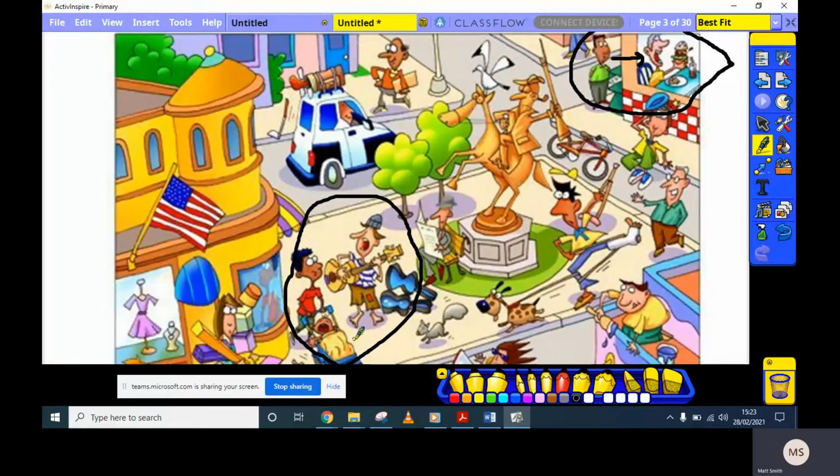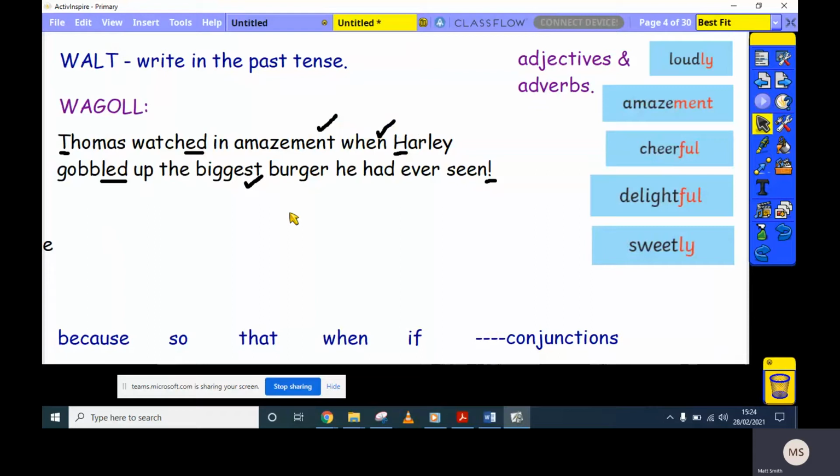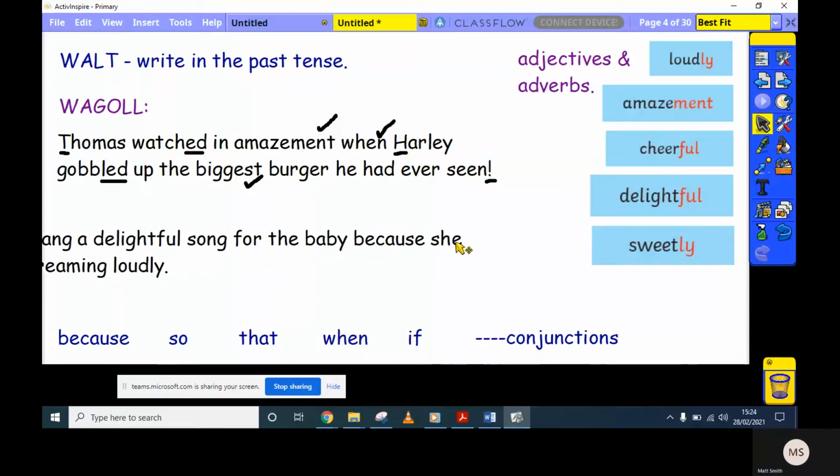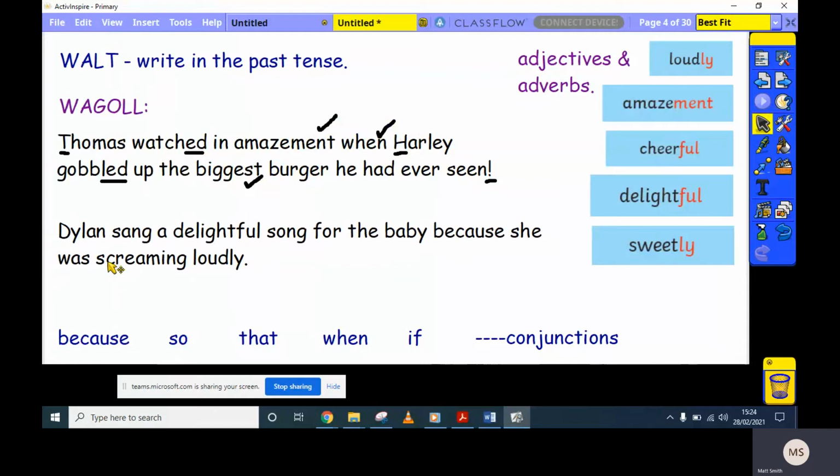Maybe. With an adult now, can you think of a really cool sentence about this part of the picture? And see if you, when you tell them your sentence, see if you can remember to say it in the past tense, as in it's already happened. Okay, hopefully you've done that now and you've come up with a super cool sentence. Right, let me show you what mine is, what a good one looks like. So here's mine. So Dylan sang a delightful song for the baby because she was screaming loudly.